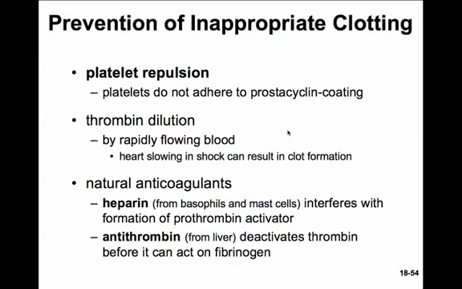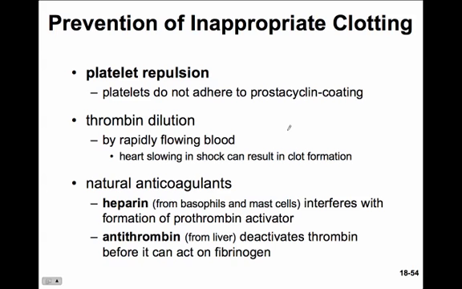Now thrombin is another issue because thrombin is circulating in the blood. And as we learned earlier, it's important in conversion of fibrinogen to fibrin. Now if thrombin is just easily circulating around in the blood, how do we stop this?